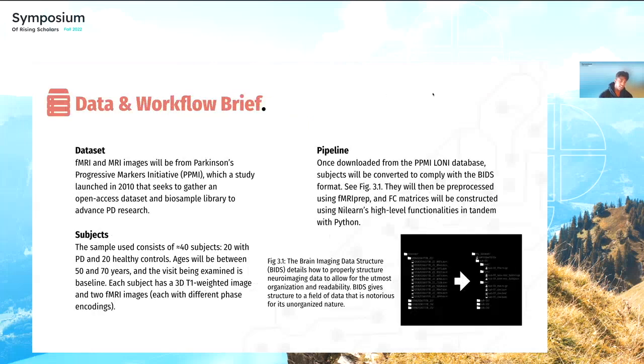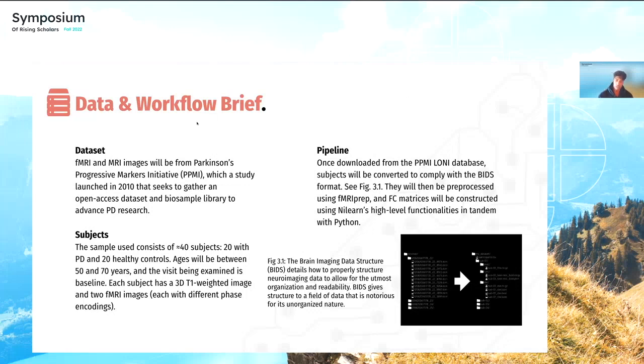Data and workflow. The data set, the fMRI and MRI images, will be taken from the Parkinson's Progression Markers Initiative, or PPMI, which is a study launched in 2010 that seeks to gather an open access data set and biosample library to advance PD research. The subjects used consist of 40 subjects, 20 with PD, 20 without. Ages vary between 50 and 70, and the visit being examined is baseline, so earlier PD, because that's the goal of this study. It's to see if FC at earlier stages can be used as a biomarker to predict the disease. Each subject has a 3D T1 weighted image, which is for anatomical reconstruction, and 2 fMRI images with different phase encodings.